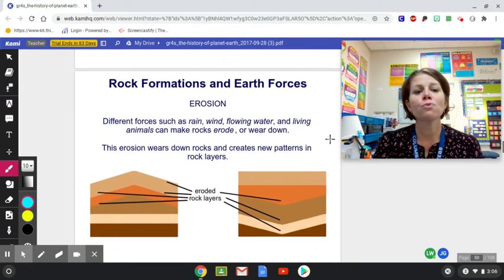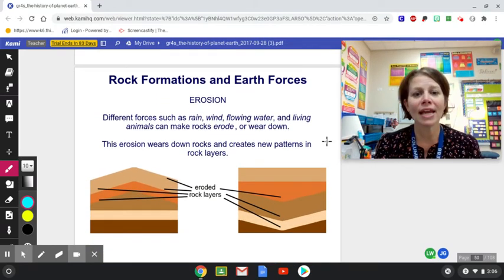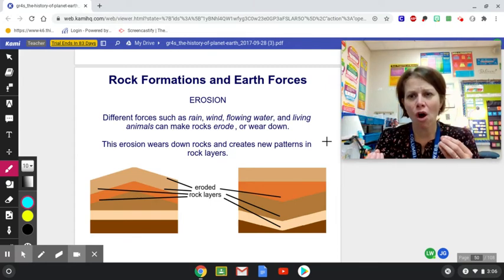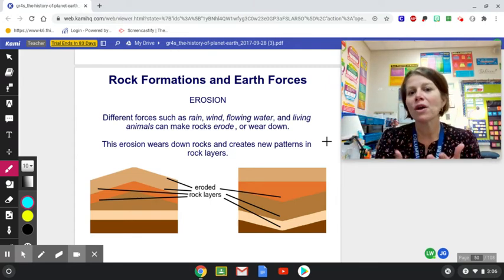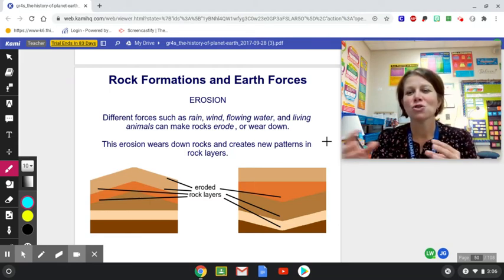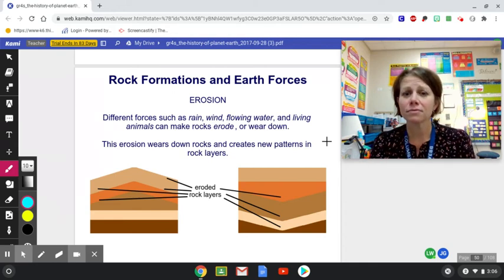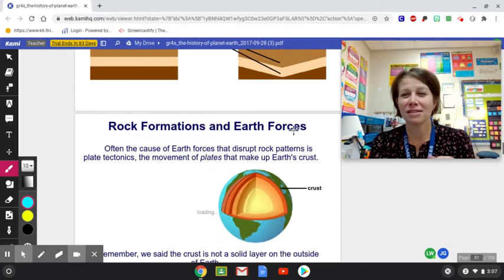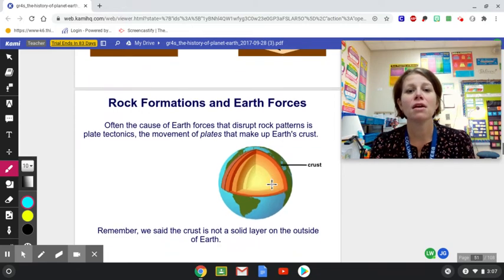Erosion. So erosion is when different forces such as rain, wind, flowing water, and living animals can erode or wear down rocks. This erosion wears down the rocks and creates new patterns in the rock layers. So this is where the rocks break off, all right? We're going to be talking about weathering and erosion coming up here very soon. But erosion, just remember, they are forces that break apart and move rock, okay? So they move the rock. And we're going to explain this a lot more in detail coming up, okay?